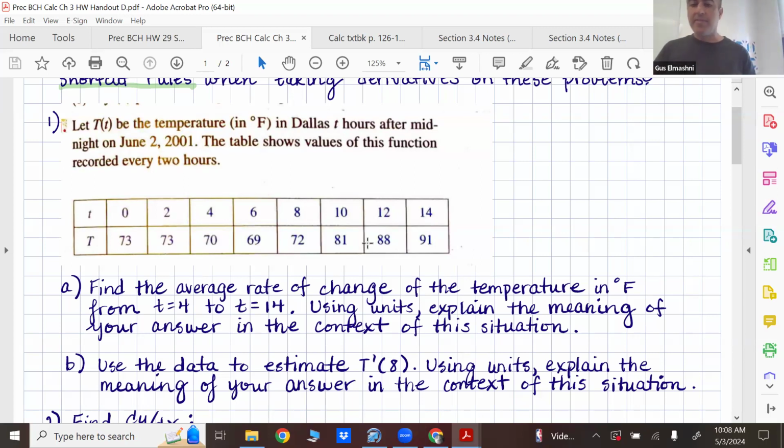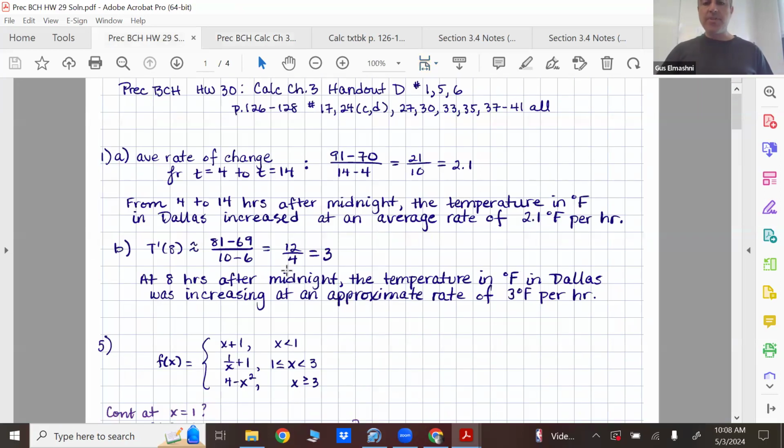And then again, to explain it, you're explaining that it's the instantaneous rate of change. So at the moment that you're at 8 hours, this is how the temperature is increasing by this much. You want to say it like that. So it's increasing by that much at that moment. At 8 hours, so the time, the units, and what's happening. Those are 3: what, when, and units. That's what we need.